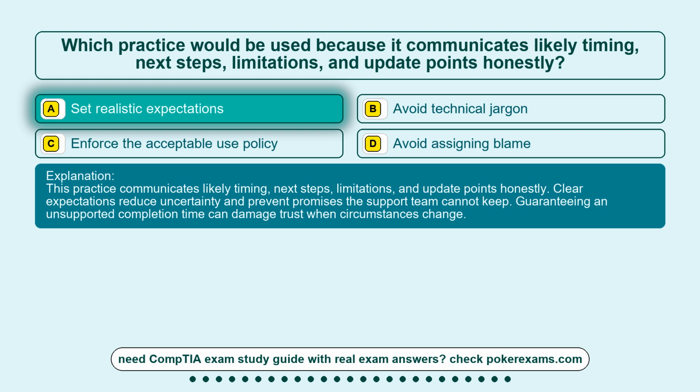This practice communicates likely timing, next steps, limitations, and update points honestly. Clear expectations reduce uncertainty and prevent promises the support team cannot keep. Guaranteeing an unsupported completion time can damage trust when circumstances change.